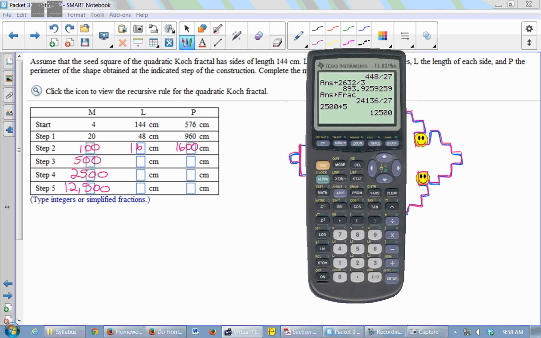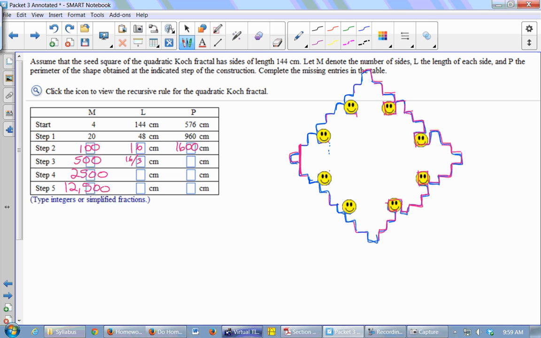Okay, and then these I have the same rule of a third because I'm still building it by taking each side and putting something on the middle third. So a third of 16 would be 16 thirds, and I don't think you can reduce that. 16 thirds. All right, what's a third of 16 thirds? 16 ninths. And what's a third of 16 ninths? 16 27ths. Yep. Then you multiply number of sides times the length of each side to get perimeter.